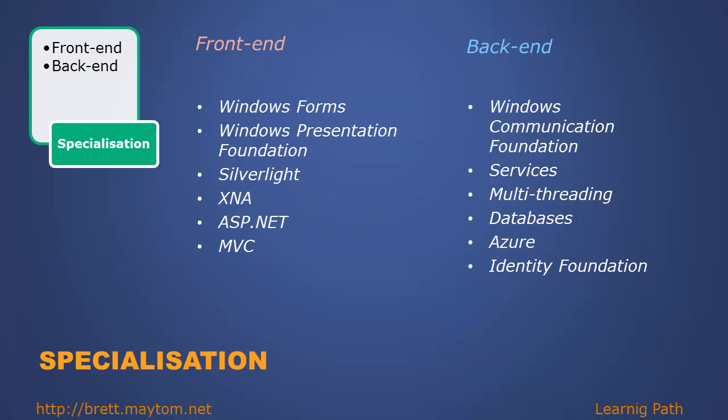The next is to pick a specialization. You'll need to choose whether you want to do front-end or back-end work. In front-end work, you might look at things like Windows Forms, Windows Presentation Foundation, or Silverlight. You might want to do some game programming with XNA, or web development using ASP.NET or MVC.